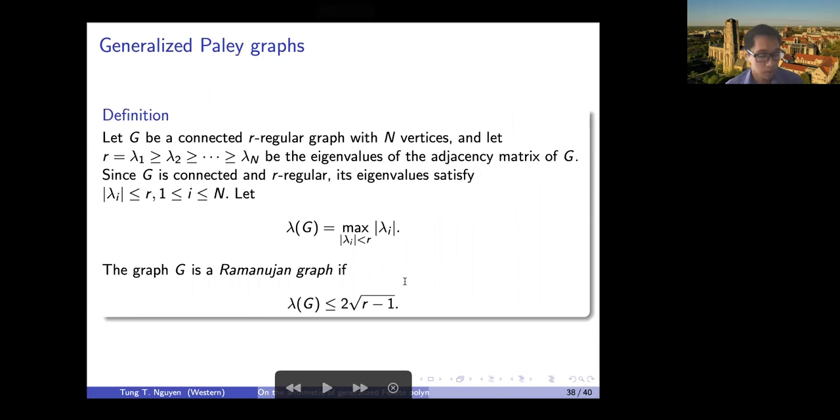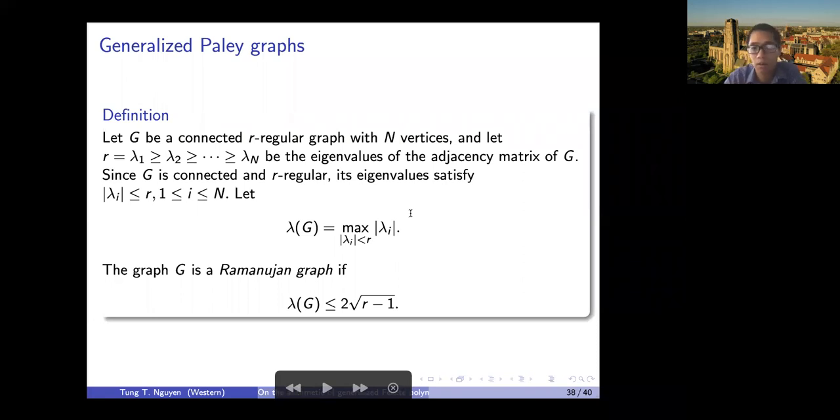So now I want to talk about the following question: which Paley graphs are Ramanujan? A Ramanujan graph is some kind of expander graph. It's very important in practice. So we want to classify which Paley graphs are Ramanujan. Before I do so, I need to recall the definition of Ramanujan graphs.